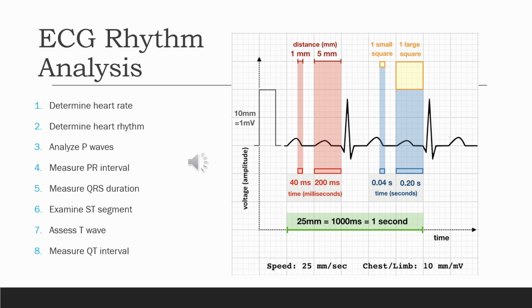So final thoughts here, by following these 8 steps, we can systematically interpret an ECG and detect any potential dysrhythmias. Remember, we always want to correlate what we see on the ECG with the patient's clinical symptoms. A patient's presentation is just as important as the ECG strip itself.